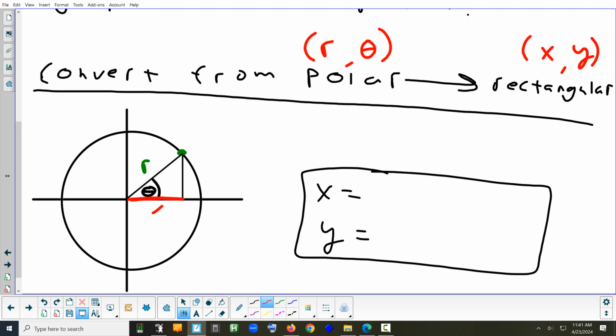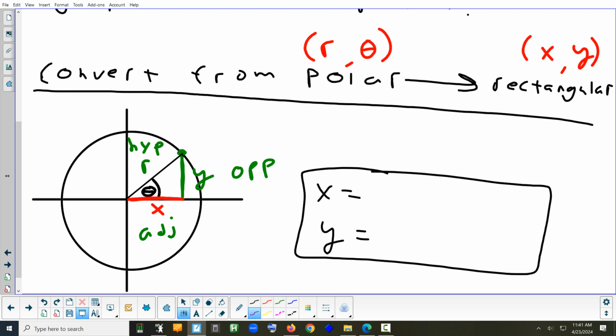So that's your base. And what part of the triangle represents the y? The height. So to convert from polar to rectangular, you're really finding the base and the height of a triangle. That's how you do it. All right. Let's start with x. What position is the side labeled x? That's adjacent. Let's label all of them. The side labeled y, opposite, and the side labeled r, hypotenuse.